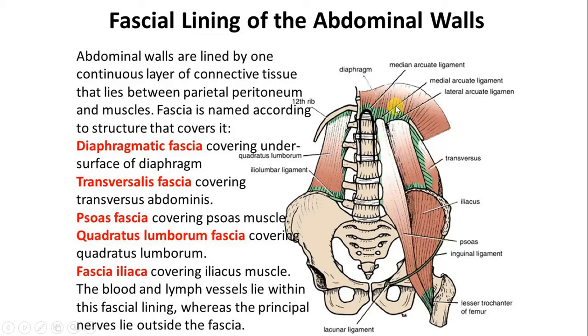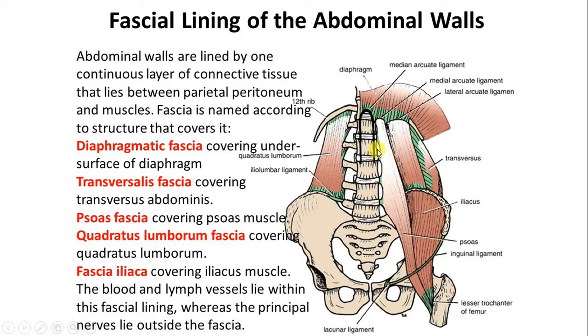Fascia is lining all over the body. Where it lines the diaphragm, it is called the diaphragmatic fascia. On the anterior abdominal wall, where the transversus abdominis muscle covers it, it is called the fascia transversalis. When it comes over the quadratus lumborum muscle, it is named the quadratus lumborum fascia. When it covers the psoas, it is the psoas fascia. Down below, when it comes over the iliacus muscle, it is named the fascia iliaca.